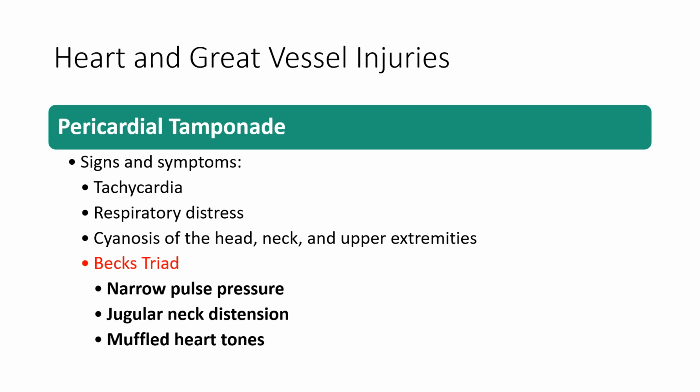Because the heart can't expand as much, the difference between the diastolic and the systolic, because the heart can't pump very much and it's getting compressed and compressed, is going to get narrower and narrower until eventually they're the same, and then eventually it'll be zero if we don't fix this. JVD, because we have that backflow of blood, and muffled heart tones because the heart itself is surrounded by fluid. So we get that dull sound around the heart.